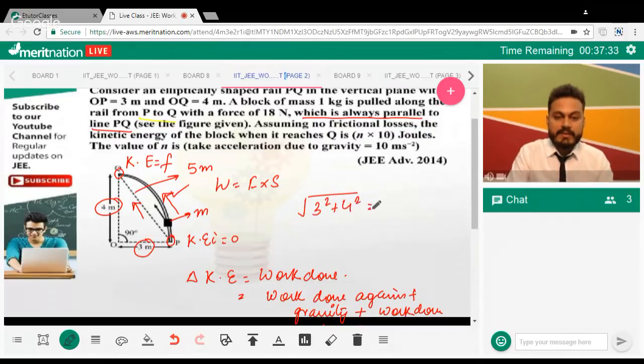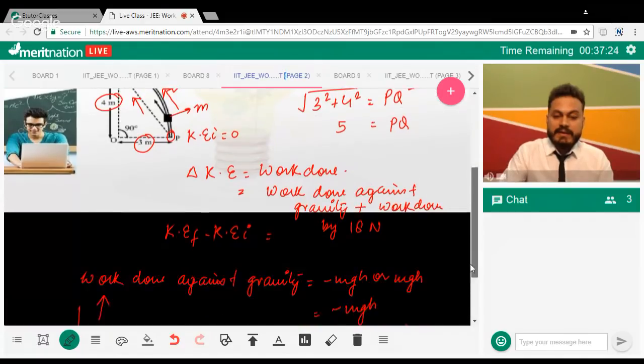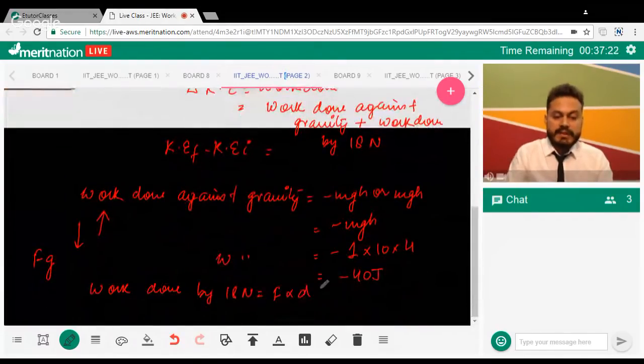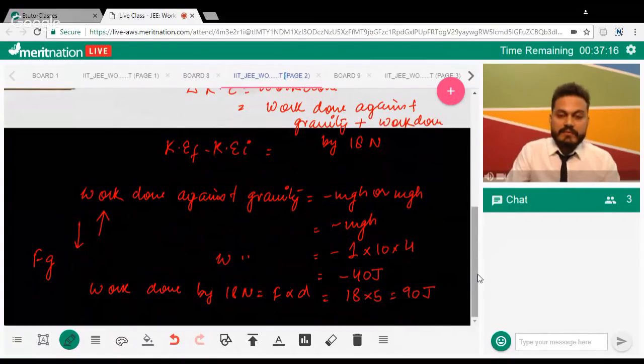If you are having a problem, let me do it. 3 square plus 4 square is equal to PQ square. Pythagoras theorem, simple. So PQ comes out to be 5. So work done by 18 Newton will be 18 into 5, that is 90 joules. Let me know if you followed it. The topic is work energy theorem, Rani. 90 joules. How many of you followed it?